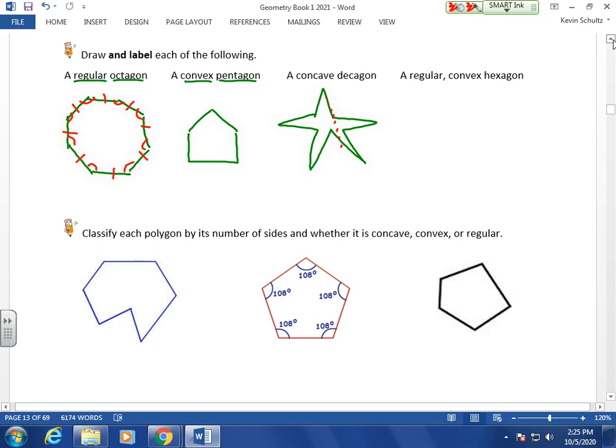A regular convex hexagon, that's our honeycomb. 1, 2, 3, 4, 5, 6. That looks horrible, actually. I'm going to redraw. Oh, man. Yeah, whoever said, what is that? I agree with you. That was not good.